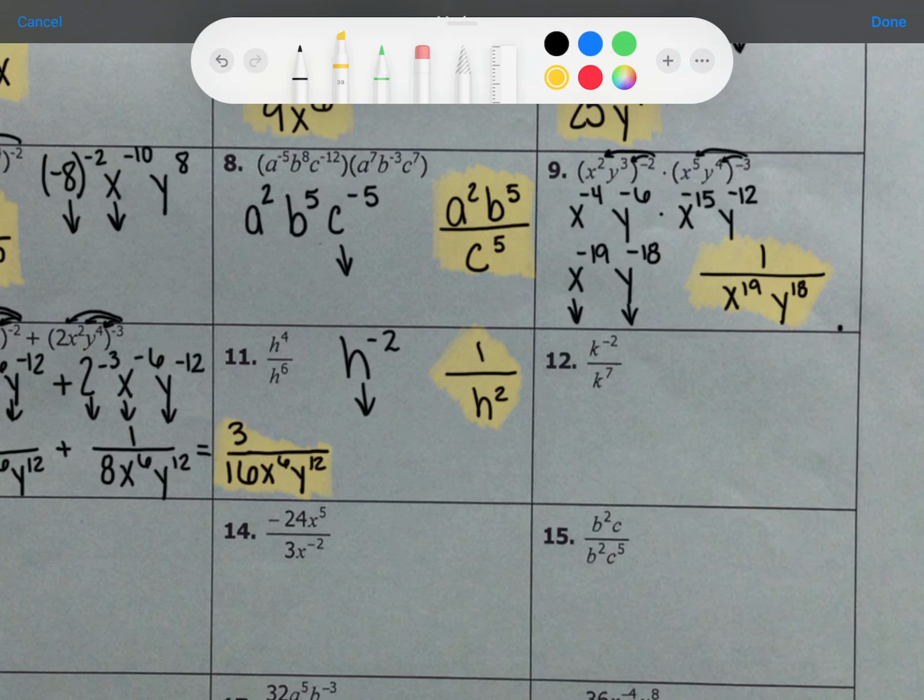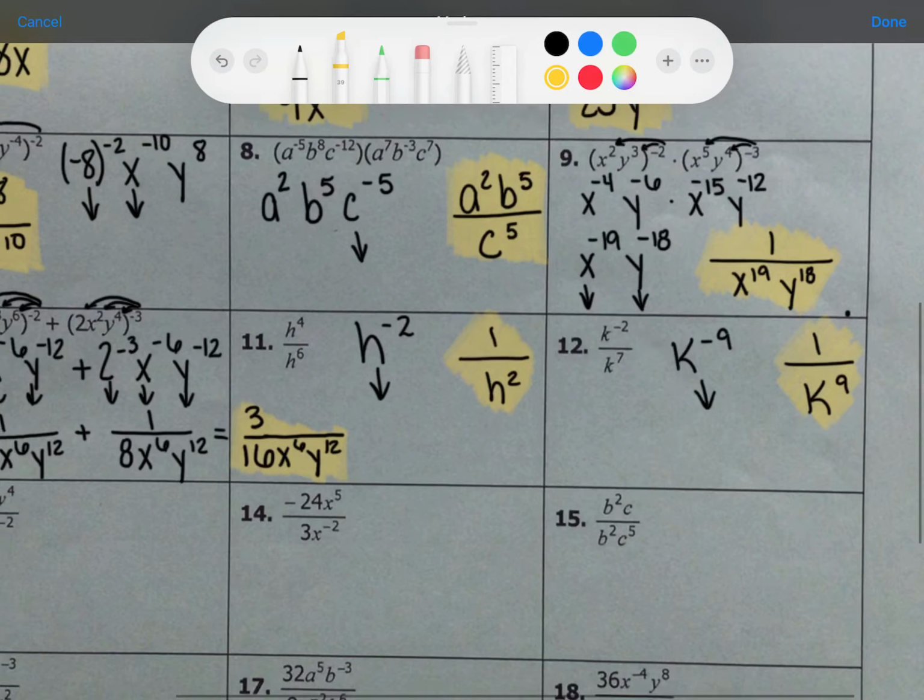So you should have subtracted negative 2. Negative 2 minus 7. If you needed some help there, you could have put that in the calculator. Negative 2 minus 7 is what? Negative 9. Can I have negatives? Nope. So I had to move that to the bottom, which gives me 1 over k to the positive 9.